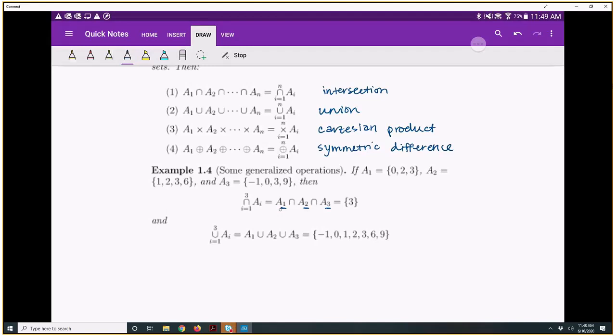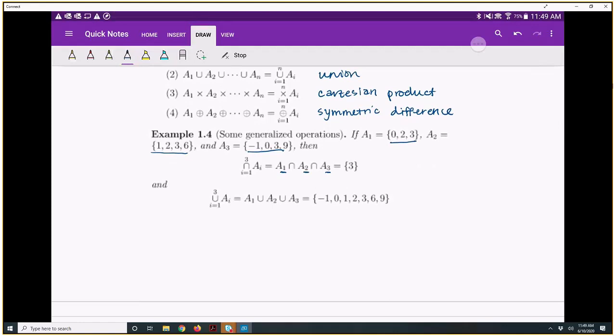So if I took the intersection of these 3 sets, I'm going to look at their members, and I'm going to say, are there any members that are in all 3 of the sets? Well, what about 0? Is 0 in all 3 of the sets? No, because it's not in A2. Is 2 in all 3 of the sets? No, because it's not in A3. Is 3 in all 3 of the sets? It is. 3 is present in A1, in A2, and in A3, which means that this intersection is going to be the singleton {3}.